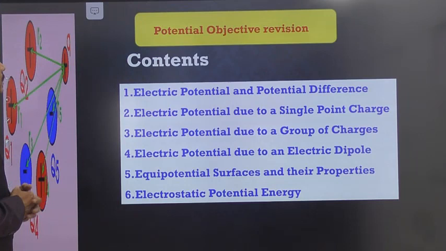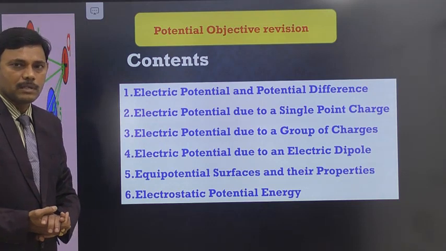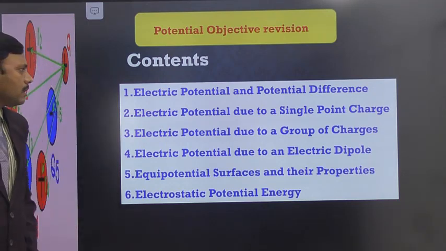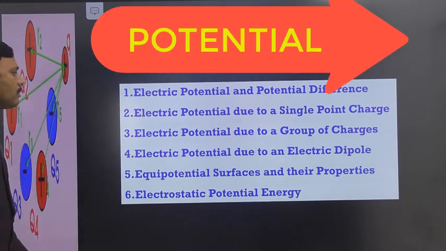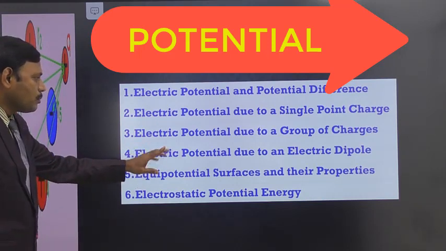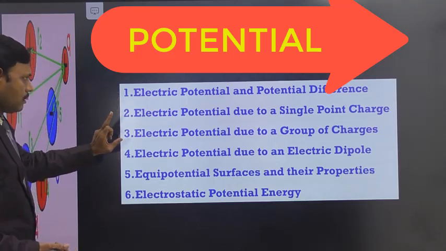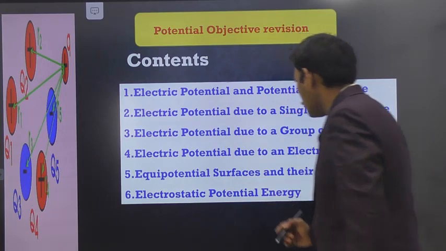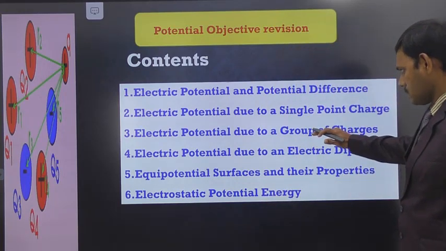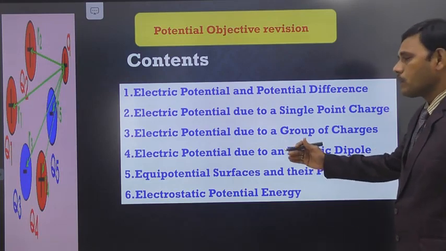Here are the contents that we discuss. First one is electrical potential and potential difference concepts, and second one is electrical potential due to a single point charge, and third one is electrical potential due to a group of charges, and electrical potential due to an electric dipole. First four belong to the potential: potential due to point charge and potential difference concept, potential due to single point charge, potential due to group of charges, and potential due to electric dipole, and then followed by equipotential surfaces.